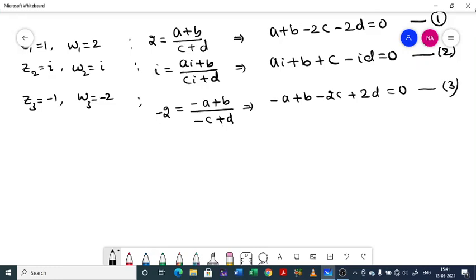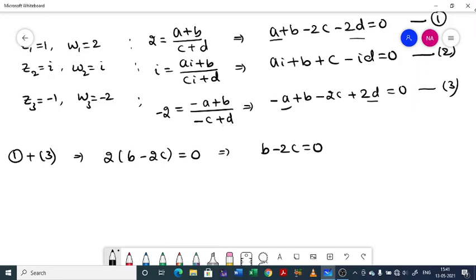Now, adding equation 1 and equation 3. A gets cancelled, minus 2D plus 2D gets cancelled, and we will be getting 2 times B minus 2C equal to 0. That implies B minus 2C is 0.